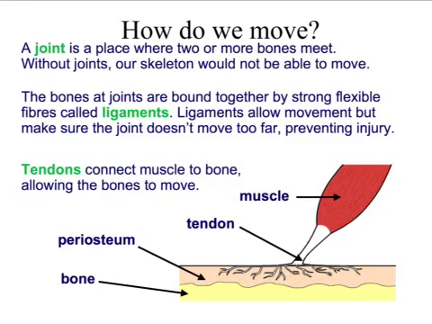A joint is a place where two or more bones are actually meeting. And without the joints, our skeleton would not be able to move. The bones at joints are bound together by long, strong, flexible fibres called ligaments. You might have heard of tendons as well. Well, ligaments will actually join bone to bone, whereas tendons connect muscle to bone. Okay, so we've got two differences there. Ligaments, bone to bone. Tendons are from muscle to bone.